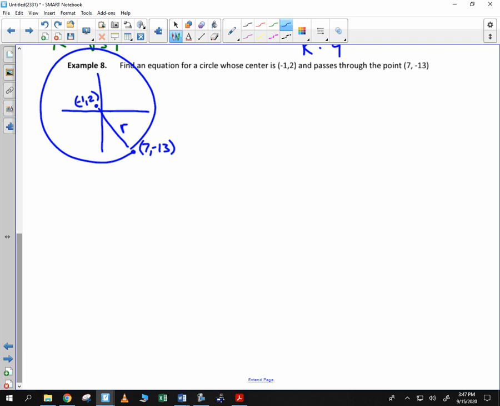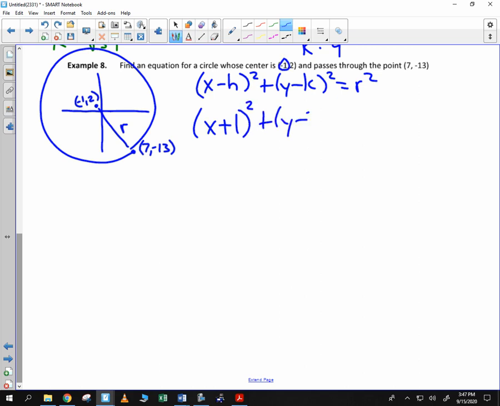Well, that's going to be the radius. And we don't know what that is. But we do know this, that for x minus h squared plus y minus k squared is equal to r squared, we know it's going to be x plus 1, because we have center at -1, and then y minus 2, because we have center at 2. That's equal to r squared. So in order to finish writing this equation, I just need to know the distance from here to there.